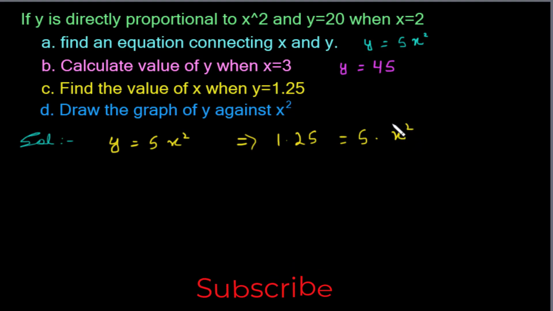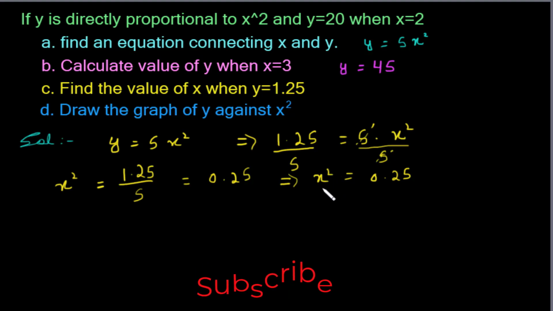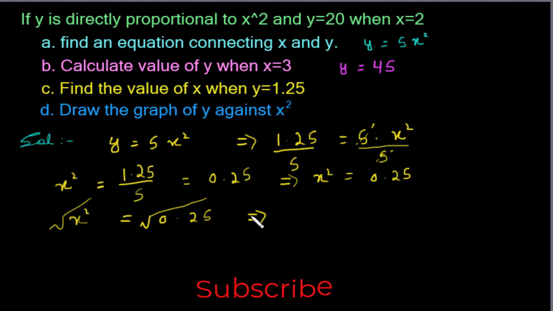As I have to find out this x, I will isolate it. To do so, I will divide by 5 on this side and on this side as well. And this side will be cancelled, and here I will come up with x squared is equal to 1.25 divided by 5. I will use the calculator and I will come up with 0.25. Alright, so x squared is equal to 0.25, and to find this x, I will take the square root on both sides. As this square and this square root will be cancelled with each other, I will come up with only x is equal to plus minus 0.5.